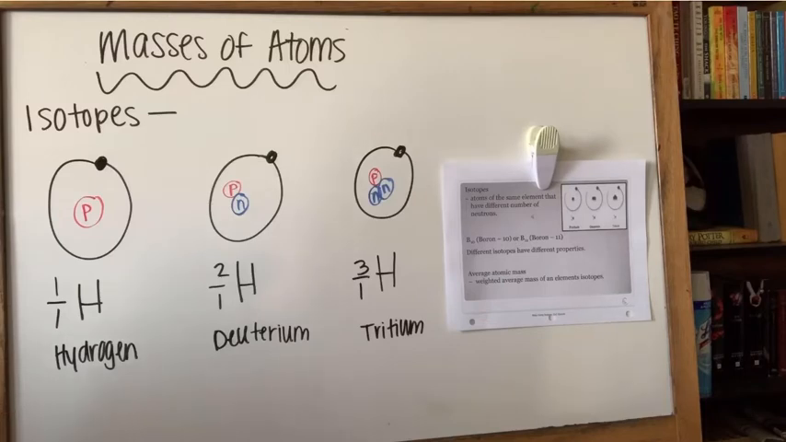Moving on with that, we can go ahead and start to take a look at average atomic mass. Average atomic mass is the weighted average mass of an element's isotopes.